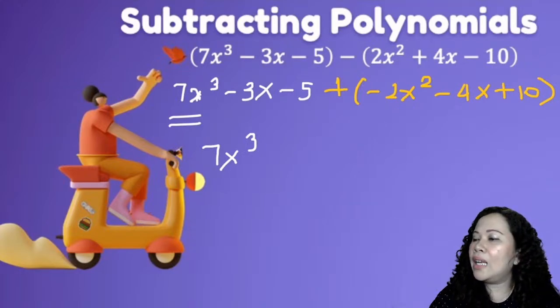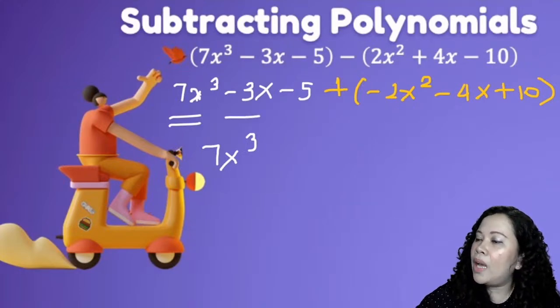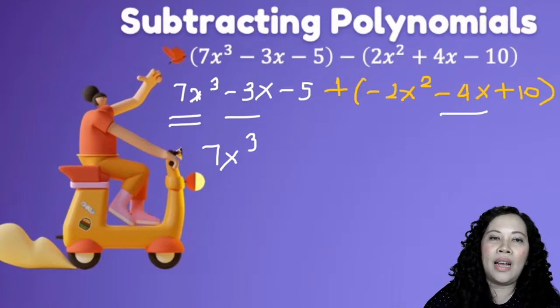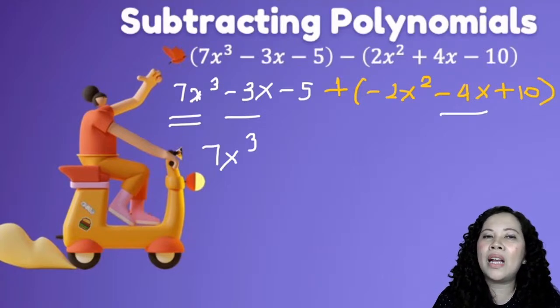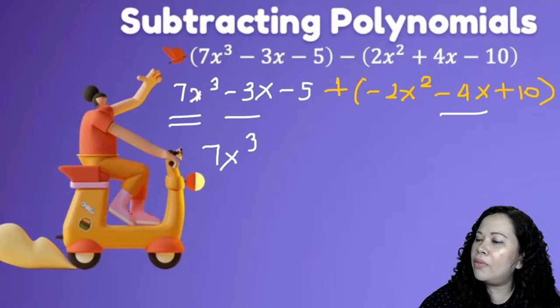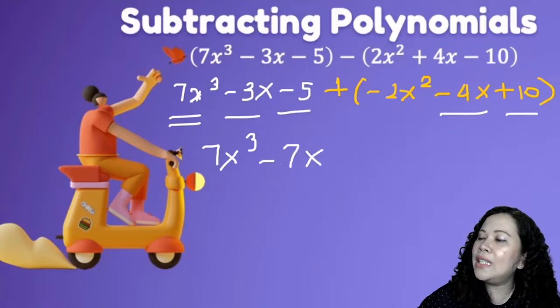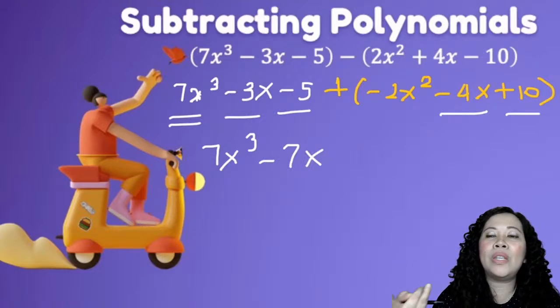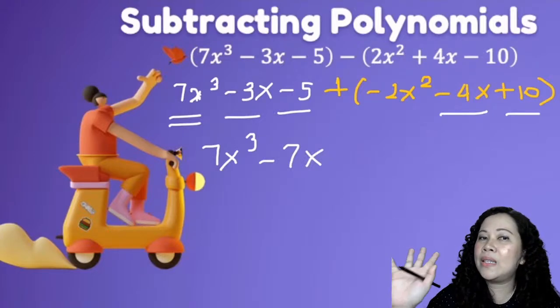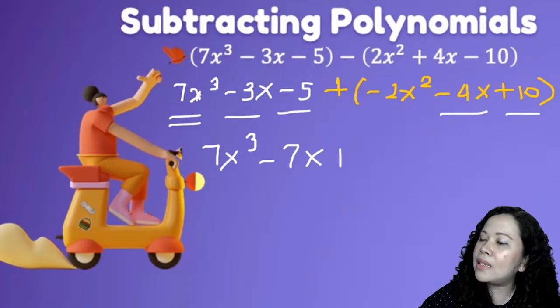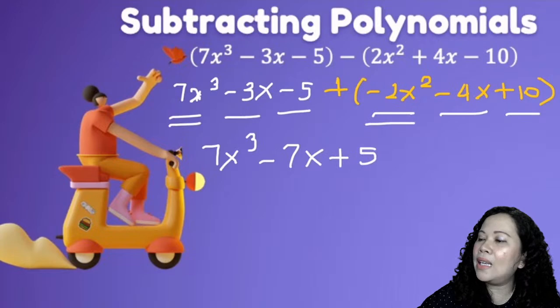And then we have negative 3x. We have negative 4x on the other side. So both are the same sign. So we add. We have negative 7x. Negative 5 and 10. Different signs. So we subtract. 10 minus 5 is 5. So that's plus 5. And then we have one left, which is negative 2x squared.